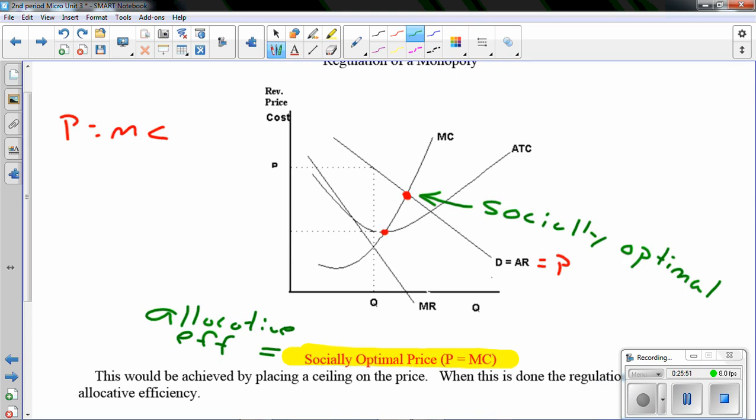Now, if we regulate them there, they're going to produce this quantity way out here. They're going to produce a greater quantity, and the price is going to decrease. Society is better off because we're getting more of the product at a lower price, and they're using the resources to produce what society wants. They're not restricting output and wasting our resources, right?